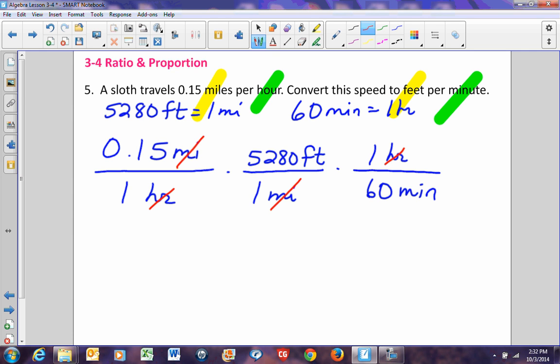So now I simply need to multiply straight across the top, 5,280 times 0.15, and that'll give me 792 feet in 60 minutes. But I don't need to know how many feet I can go in 60 minutes. I need to know how fast the sloth is traveling in 1 minute. So take your 792 and divide it by 60. And you will get 13.2 feet per minute. Not all that quick.